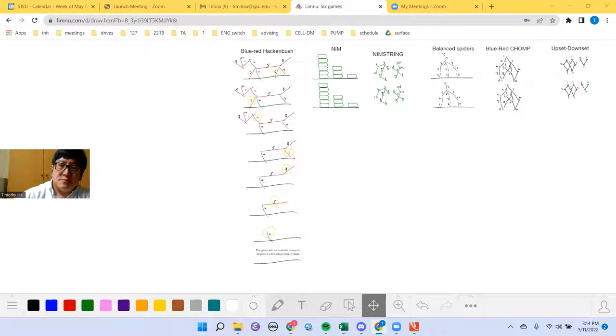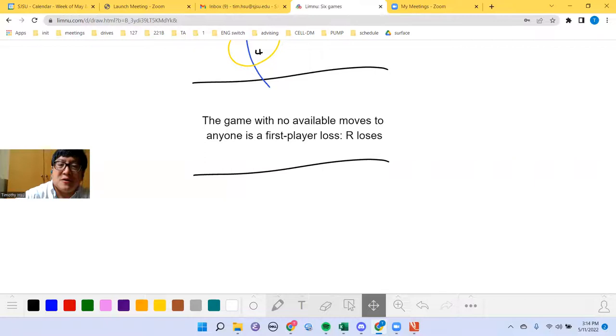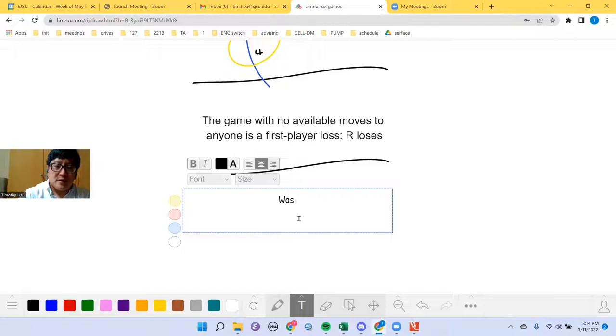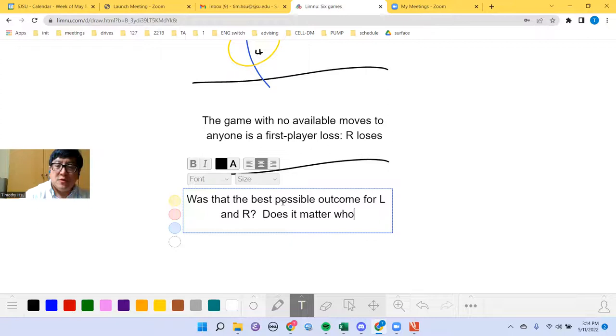Okay, so there are a bunch of questions that you might ask in terms of what could have happened. Always the Comic Sans. Here's some questions. Was that the best possible outcome for L and R? Does it matter, for example, who goes first?